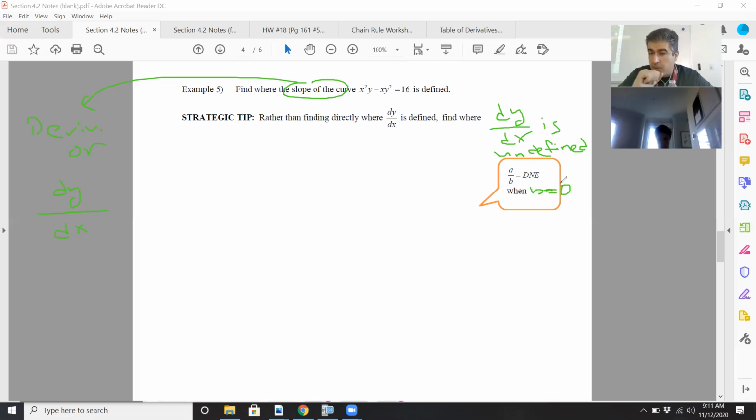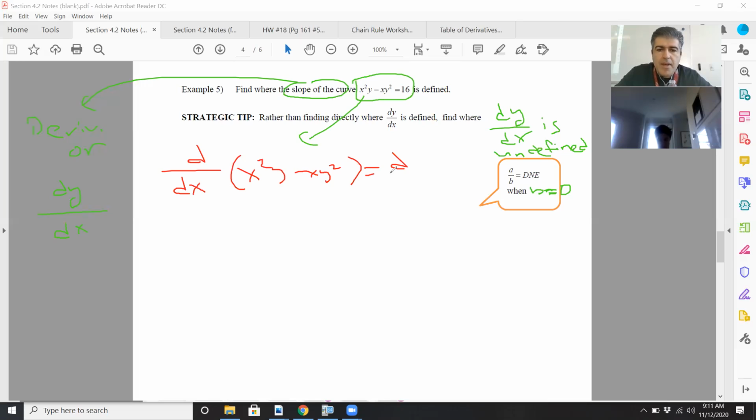That's when the bottom equals 0. So what I'm going to do is take this derivative, and I'm going to be, again, very deliberate with how I do it. d/dx of the left side and d/dx of the right side. Now, what's d/dx of the right side? That's just 0. The derivative of 16 is 0.